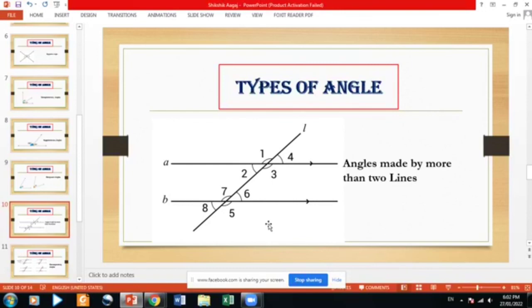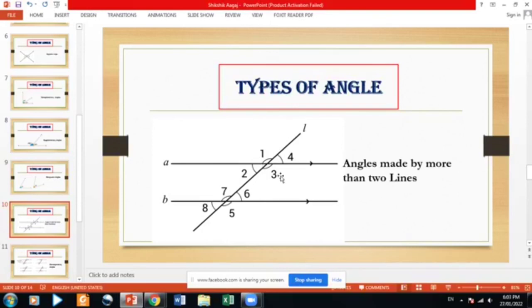Here I will just revise with you. Can you tell me the angles made by lines L and A? There are 4 angles, which is the pair of opposite angles? So angle 2 and angle 4, they are opposite of each other. Angle 1 and angle 3 are also opposite of each other, right? We are revising what opposite angles are.